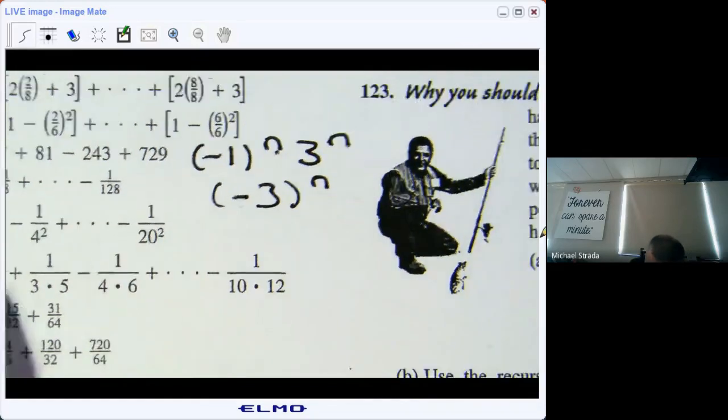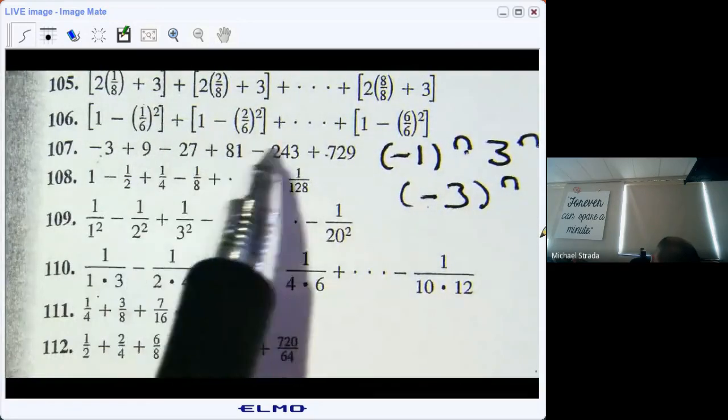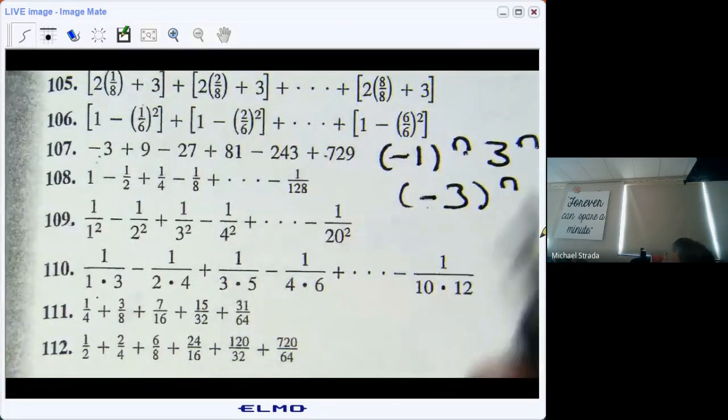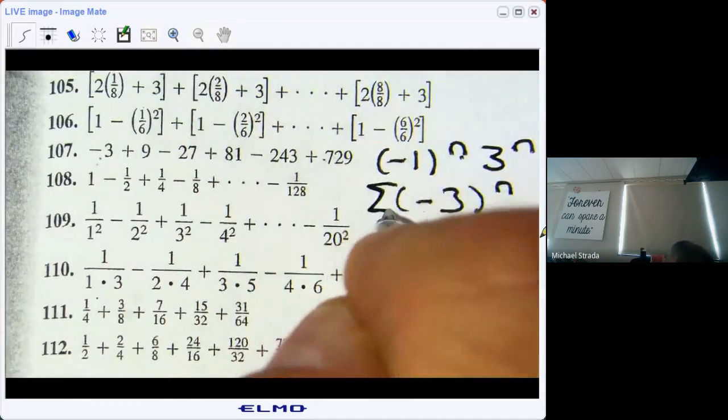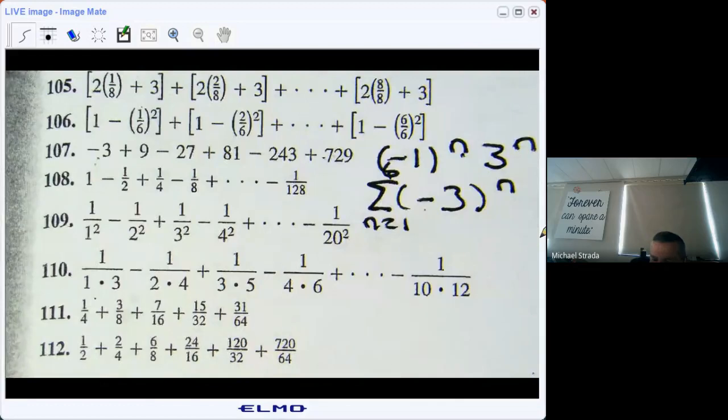Now, with these, there's no ellipses, so you can literally count how many terms there are. 1, 2, 3, 4, 5, 6. Correct? So the top number would be 6, and n equals 1 on the bottom.